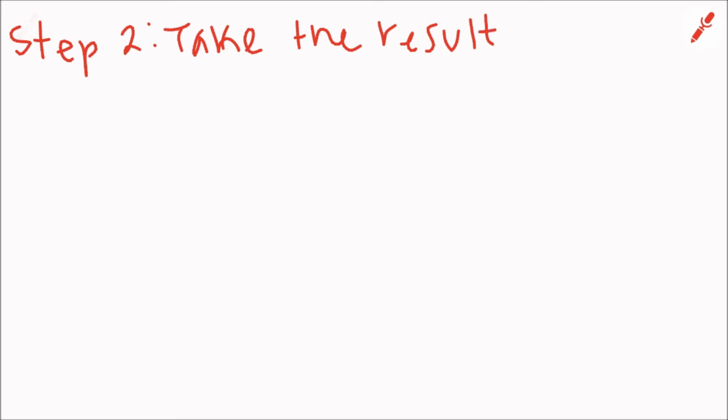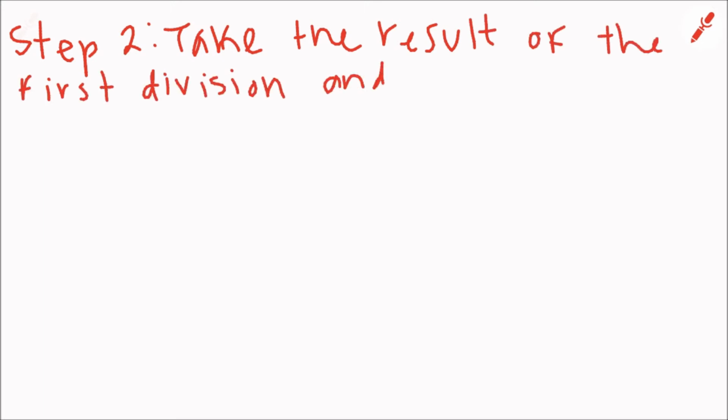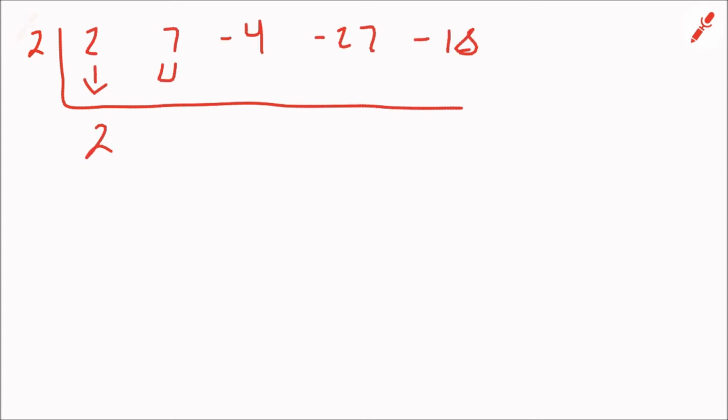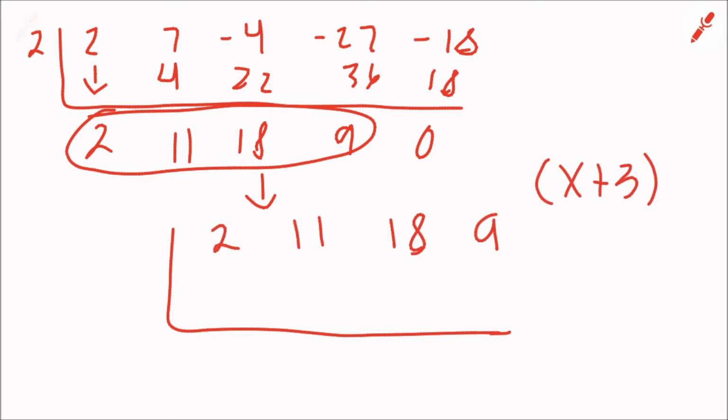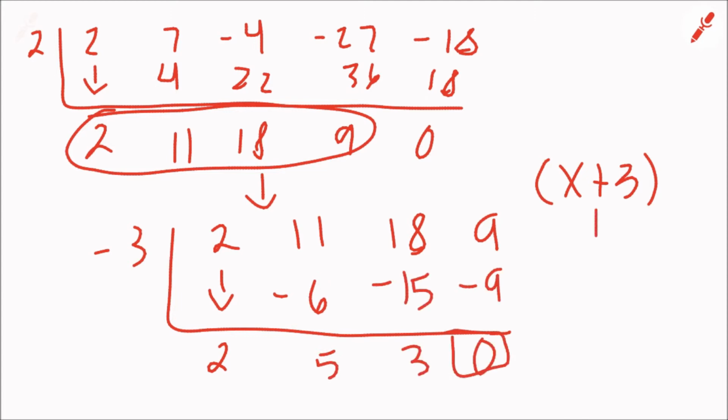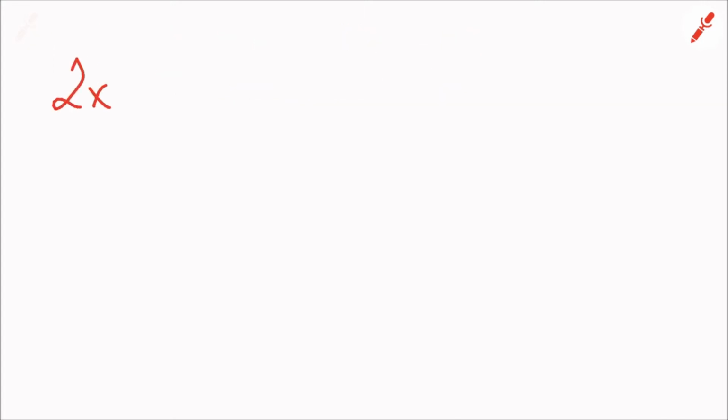In our second step, we're going to take the result of the first division process and divide again for x plus 3. So remember, this was the first division. And we're going to take that result and perform synthetic division again for negative 3. Again, we get a remainder of 0, so x plus 3 is also a factor.